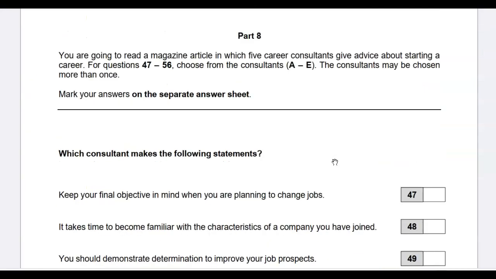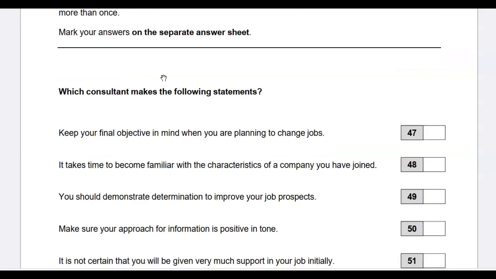And for the last part, part 8, you are going to read a magazine article in which 5 career consultants give advice about starting a career. These are the last questions. You're going to choose the consultants A to E, and the consultants may be chosen more than once, so you can use one consultant once or twice. It will depend. Which consultant makes the following statements?